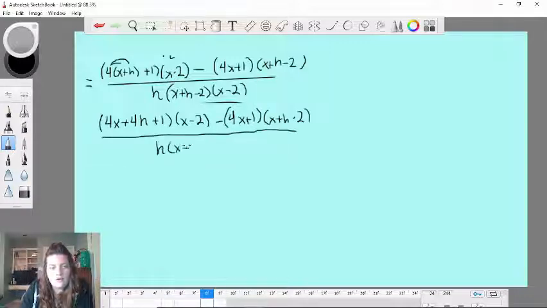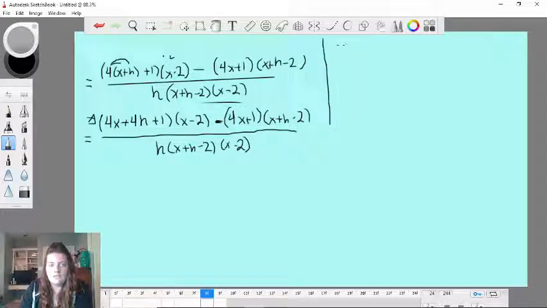all over. Lots of mumbo jumbo here. There's going to be a bunch of different multiplications, so I'm going to separate things out in parts. I'm going to take this first section before the negative and do it on this other side here. So right now we have 4x plus 4h plus 1, and I have to multiply it by x minus 2.